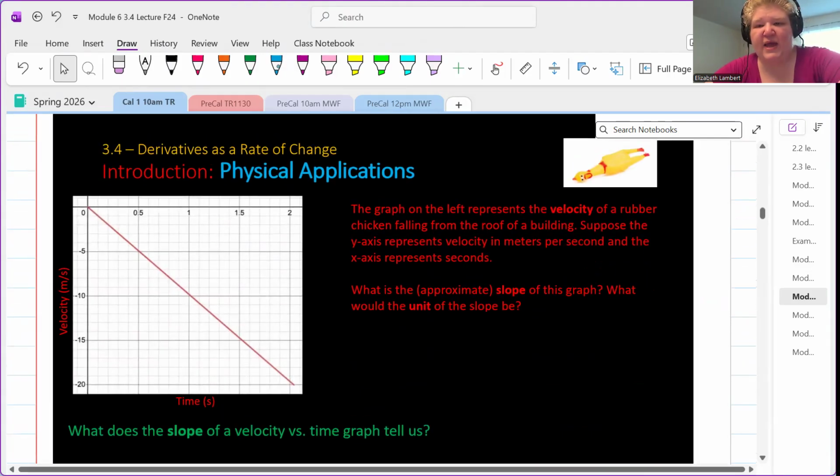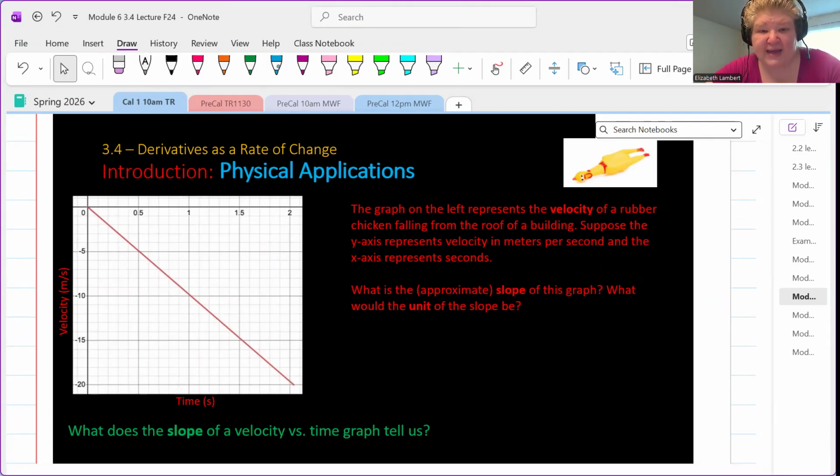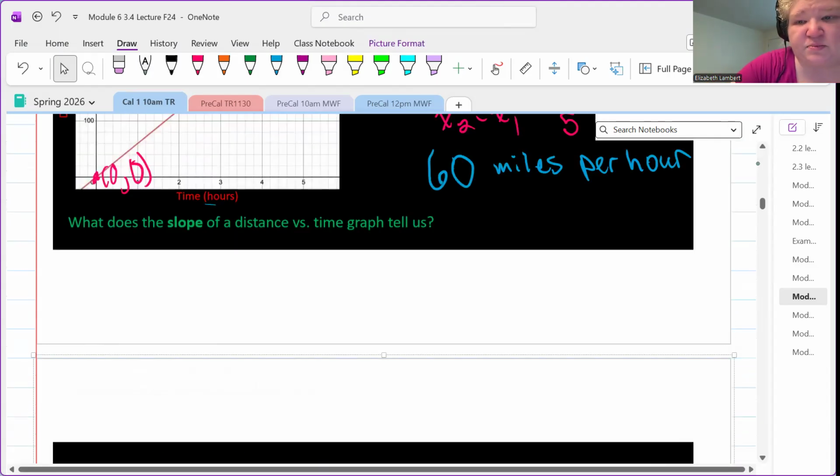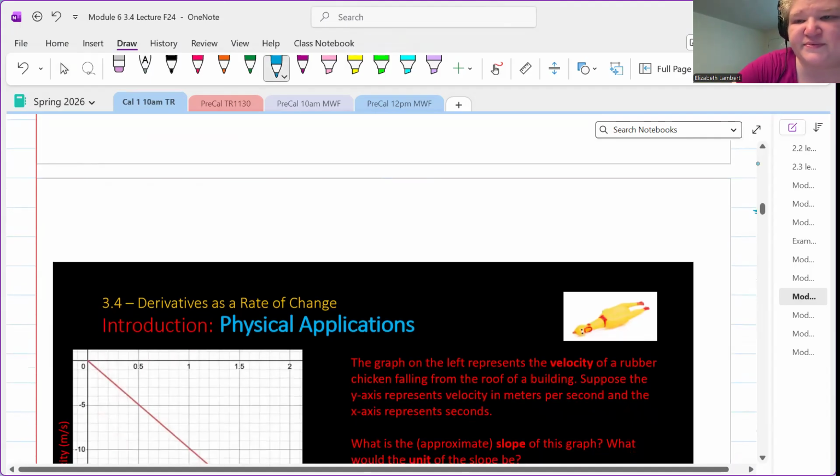Now, what about this one? We have a rubber chicken is chucked off of a roof. So suppose the y-axis represents the velocity in meters per second, and the x-axis represents seconds. So after 1 second, the y value is -10 meters per second. Now, what is the slope of this graph, and what are the units of that slope? Now, this is even more interesting.